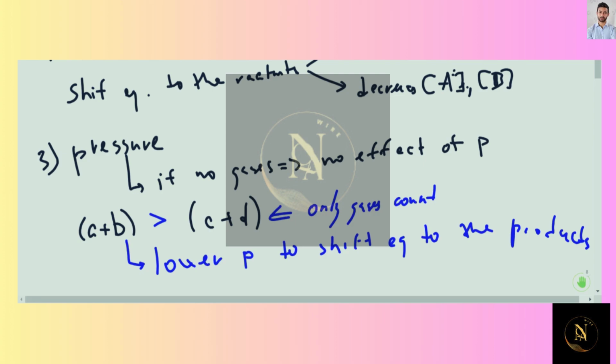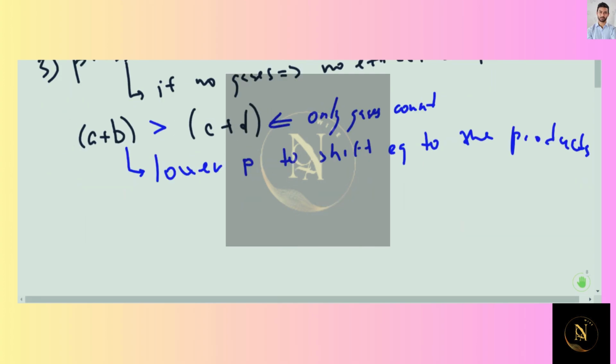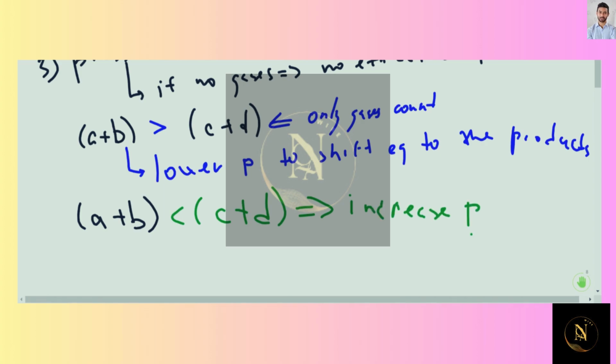On the other hand, if the products are more gaseous, so if A plus B is lower than C plus D, so we have to increase the pressure to shift the equilibrium to the reactants. Oh, sorry, here I made a typo. Obviously it should be reactants.